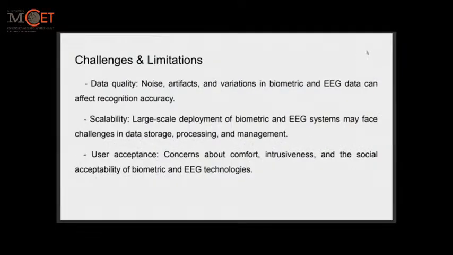The user should accept to use their EEG data for research purposes, like how we give permission on our mobile phones. In a country like India, we give permissions to everyone to access our stuff, whereas people outside India are so concerned about their privacy. So they don't easily share their information. So it is important to follow all those compliance rules. So that's a challenge in integrating biometrics and EEG data.